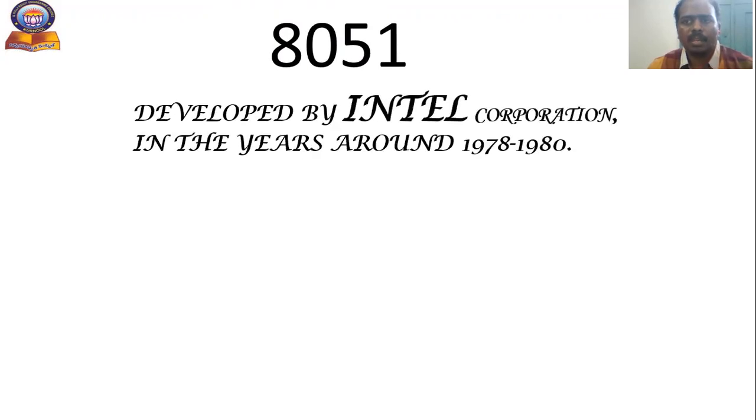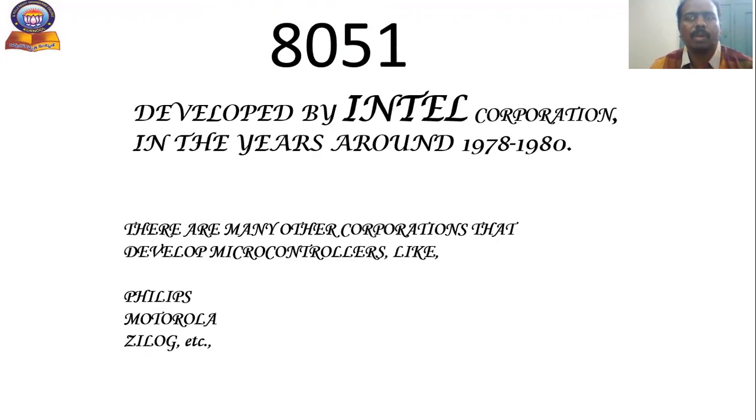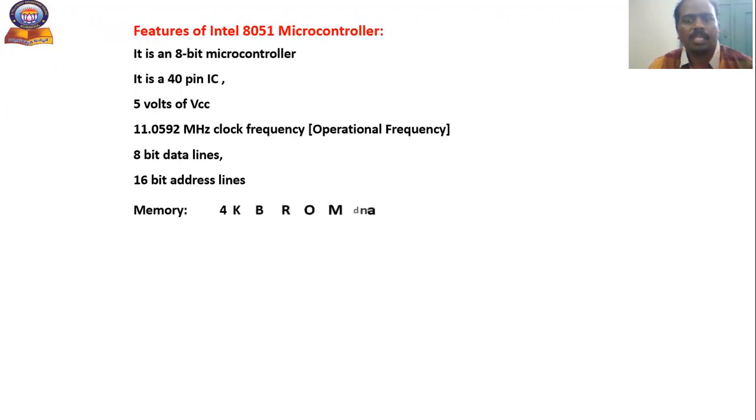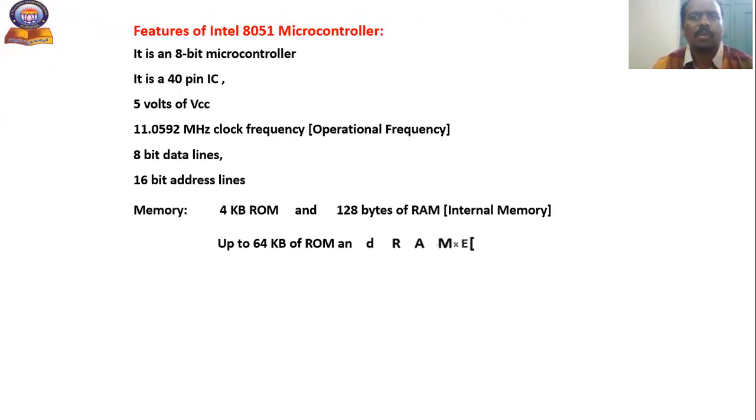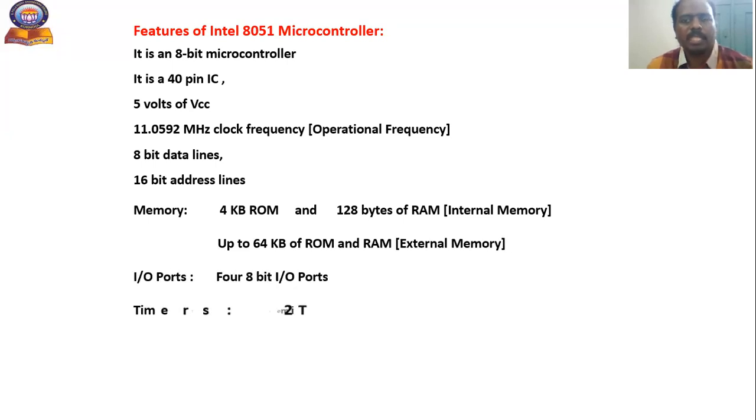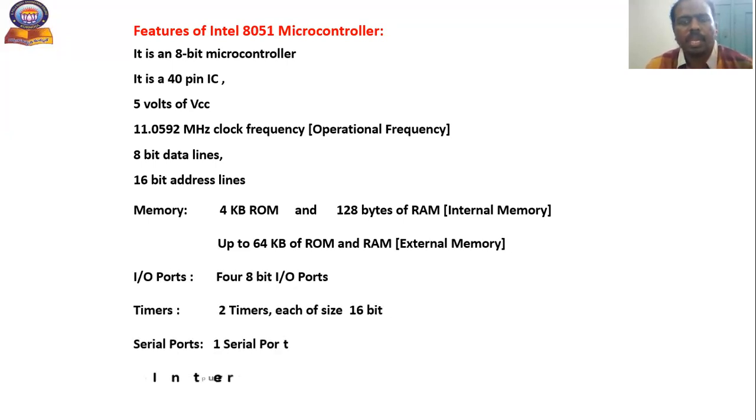The 8051 microcontroller was developed by Intel Corporation around the years 1978 to 1980. There are other corporations which have developed different types of microcontrollers, like Philips, Motorola, and Zilog. The basic features of the 8051 microcontroller are like this. It is an 8-bit microcontroller. It is a 40-pin IC which is a dual inline package. It operates at a voltage of 5 volts.